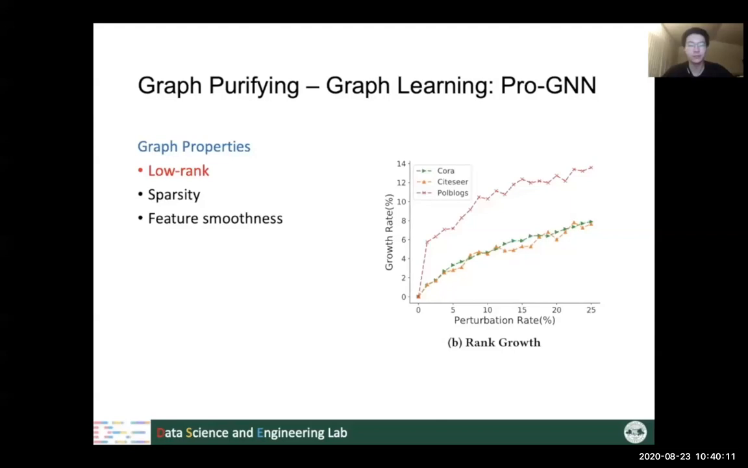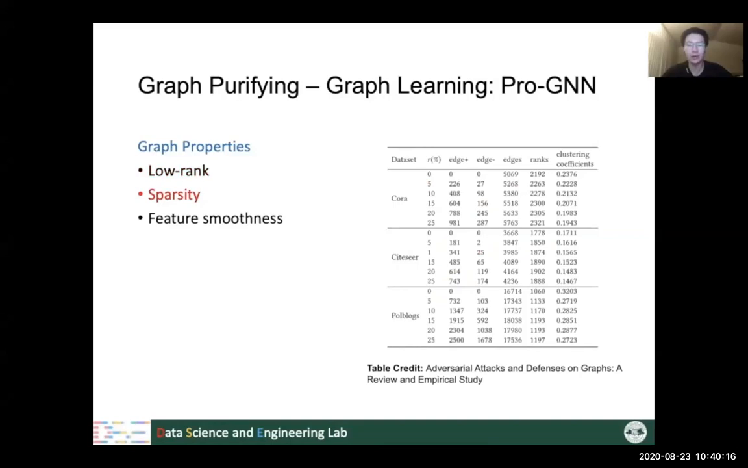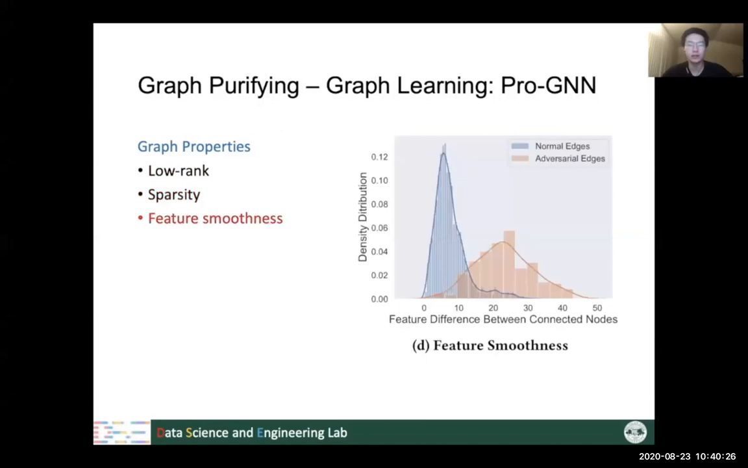Second, if you remember, adversarial attack will also increase the number of nonzero entries in the adjacency matrix, which results in the increase of sparsity. Third, adversarial attack tends to increase the feature difference between the connected nodes, thus breaking the feature smoothness of the original graph.